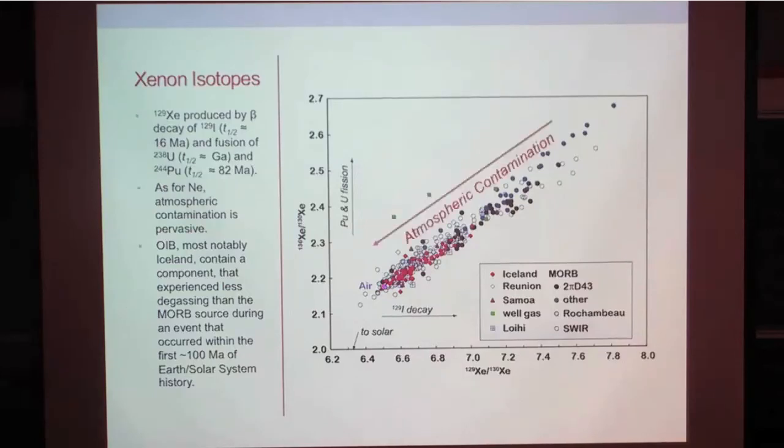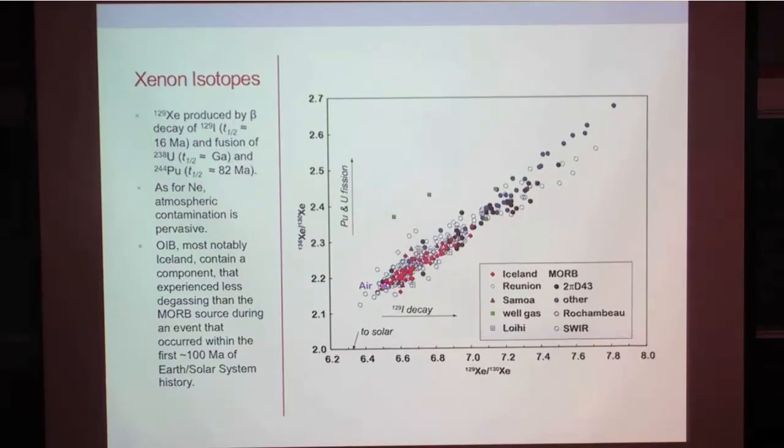Okay, again, as for neon, there's atmospheric contamination, so everything moves back here. So it's really the highest points that you're mostly interested in. If we look at Iceland, it goes only up to here. If we look at mid-ocean ridge basalts, they go way up to here. So mid-ocean ridge basalts have a relatively large amount of radiogenic xenon-129. That means in the early Earth, the ratio of iodine to xenon must have been quite high. Well, how do you do that? You degas, you get rid of the xenon relative to the iodine. So this is evidence these come from reservoirs that degassed very early in Earth's history. Iceland and some of these other oceanic island basalts come from a reservoir substantially less degassed early in Earth's history.